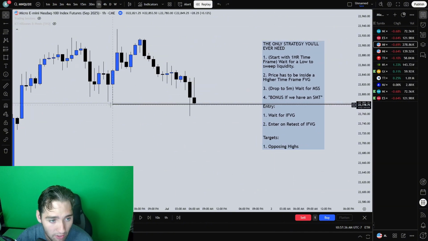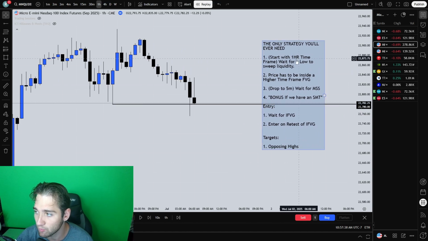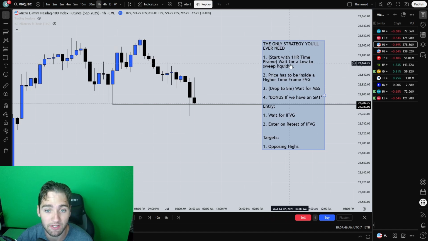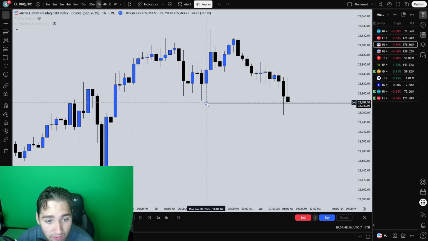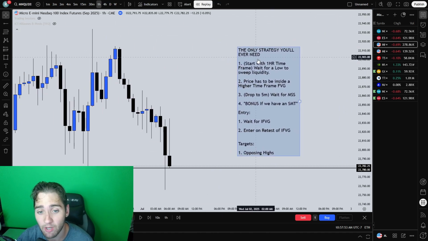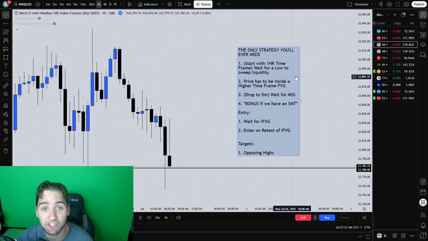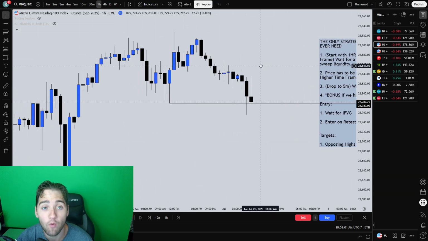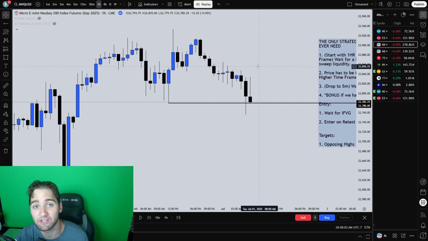We do have that low that's swept here. So that's number one. Number one is already complete. We wait for that liquidity sweep, and we basically got that right here. Now, our second step is price in a higher time frame fair value gap. Price has to be inside a higher time frame fair value gap. Why? Well, it gives us more confirmation that price needs to reverse from this area, right?